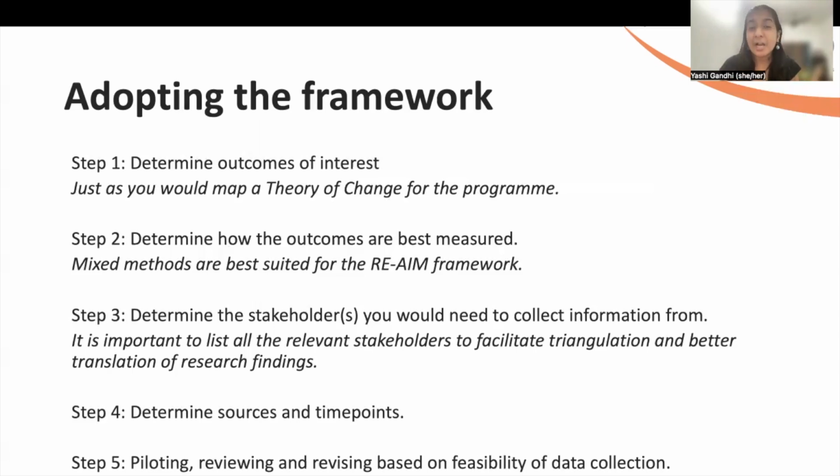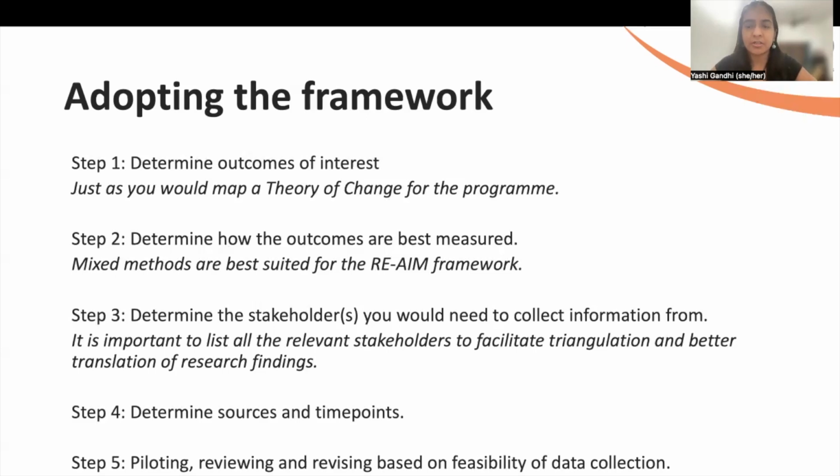Similarly, there could be various time points at which you would be collecting this information. Sometimes a particular dimension would be of interest to you, and you would collect that data right after training. Sometimes it would be collected iteratively throughout the duration of implementation. Sometimes you wait right till the end until the outcome quantitative assessments are done to really qualitatively understand the experience of different stakeholders.